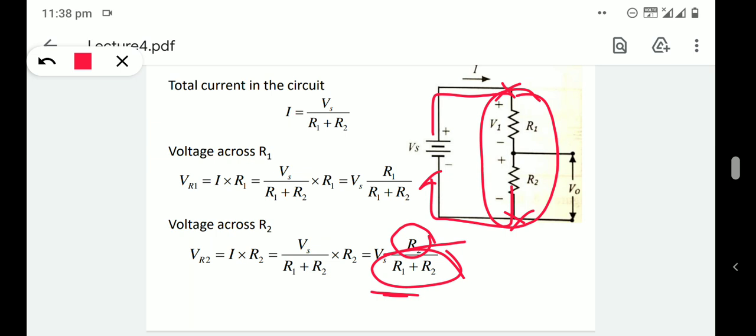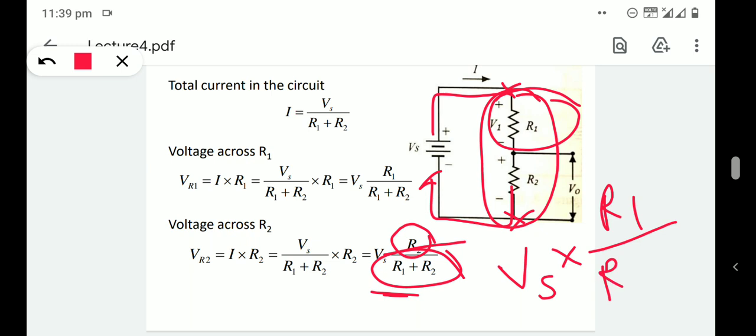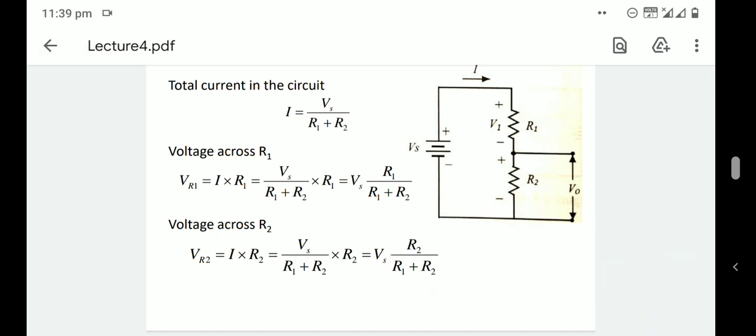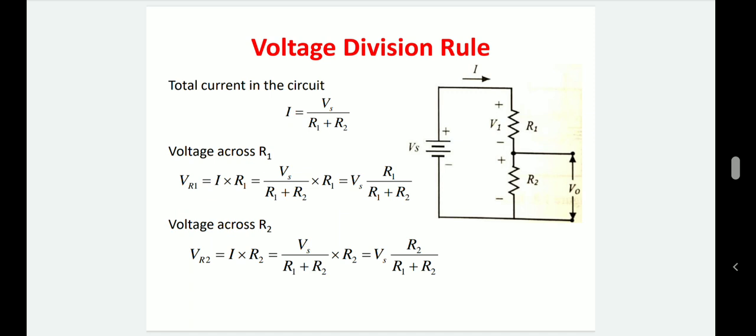Okay, similarly, if we need to find out the voltage across this R1, we need to multiply Vs into R1 divided by that total resistance R1 plus R2. Okay, so this is what is meant by the voltage division rule. Without finding the current through the circuit, we can find out the voltage across each resistance.